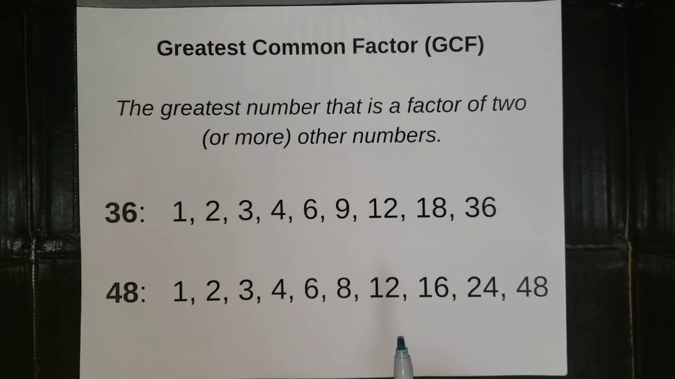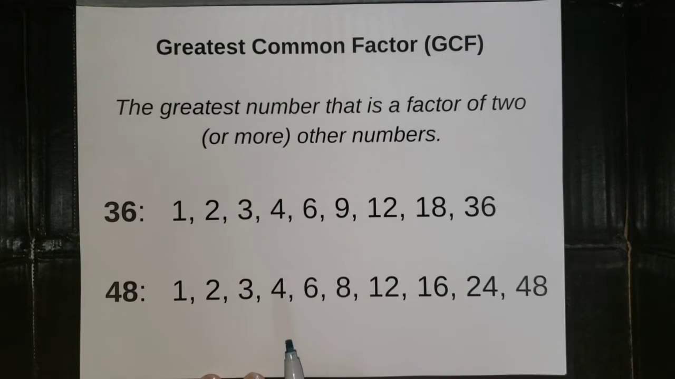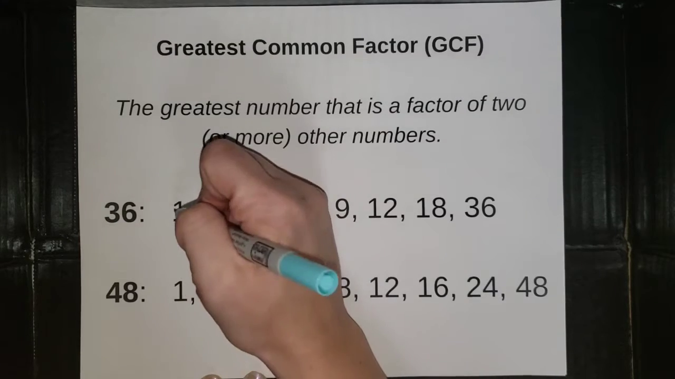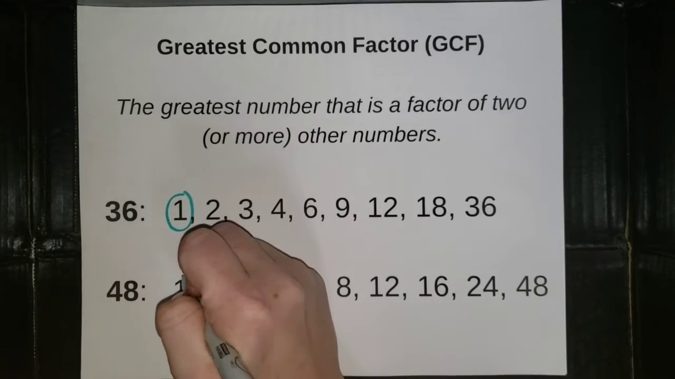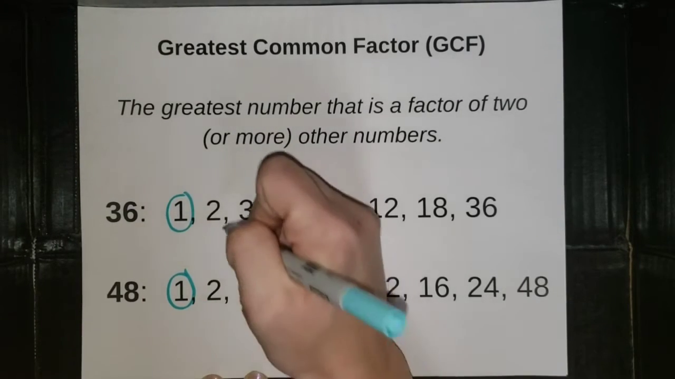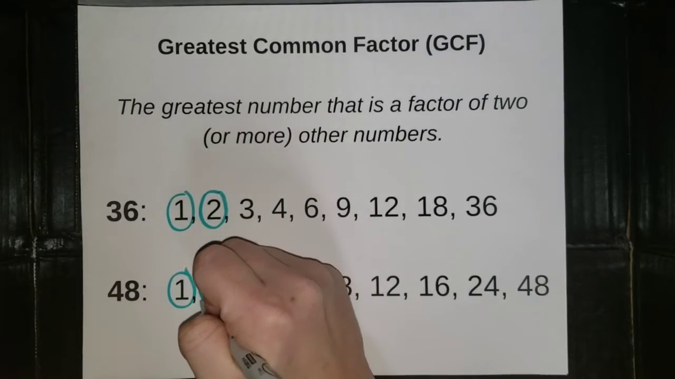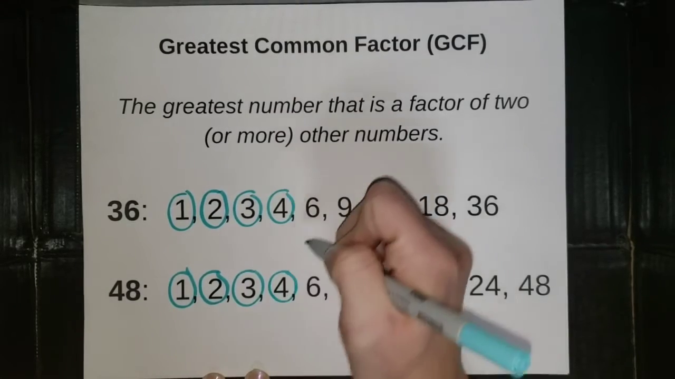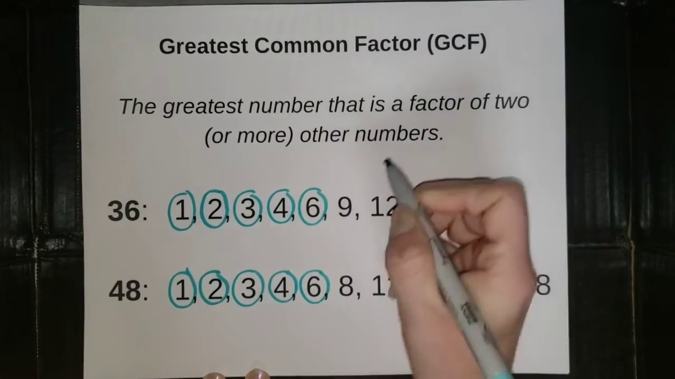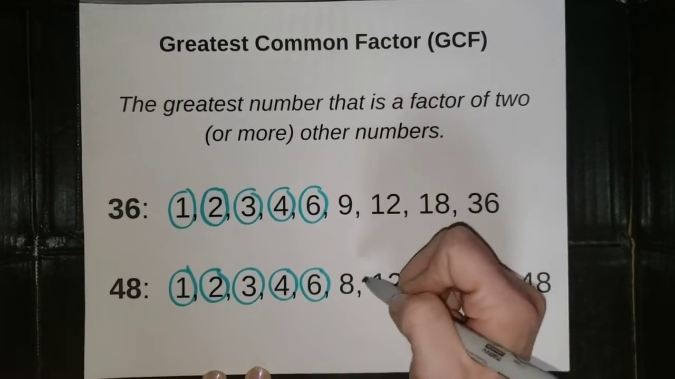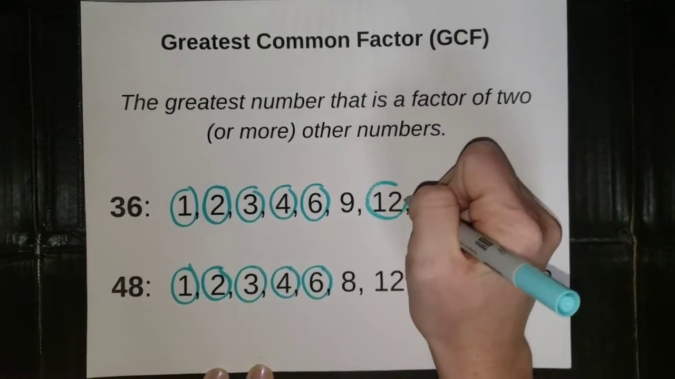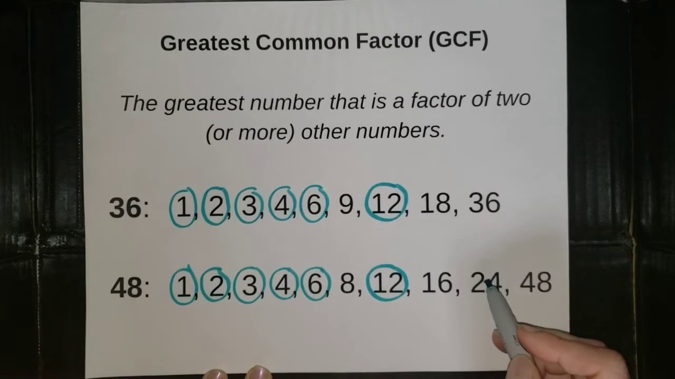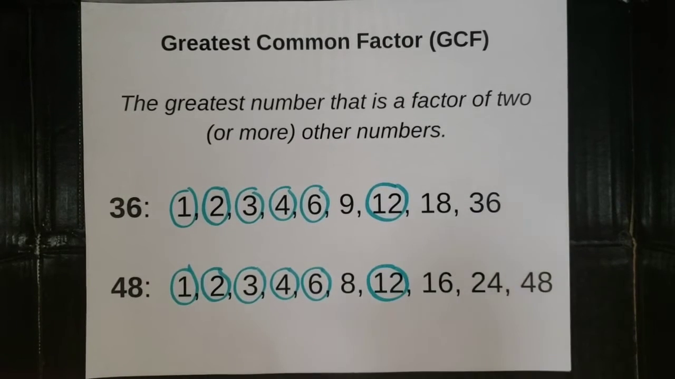Once you have made that list, you're going to then compare the two lists to find all of the common factors. So here we see that 1 is a common factor, and 2, 3, 4, 6, not 9, not 8, but 12. Not these numbers, not these, and not this.